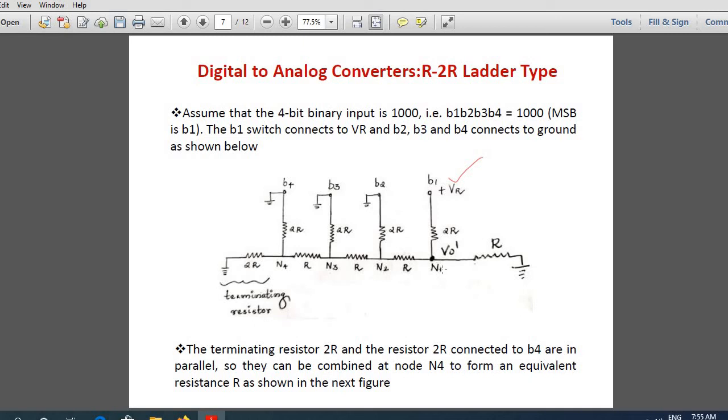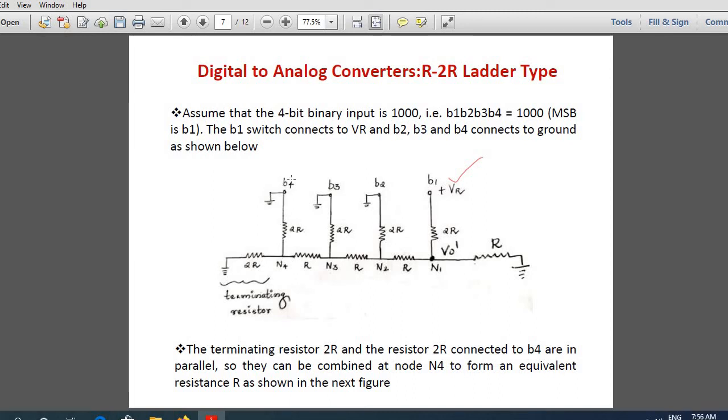Output is taken from node 1. Let us mark the nodes: this is node 1, this is node 2, this is node 3, this is node 4. So you are taking the output out of this node 1, between this and ground. You are connecting a resistor for that. And this is the terminating resistor. Now, let us start analyzing this circuit. You know that this 2R terminating resistor is already connected to ground.